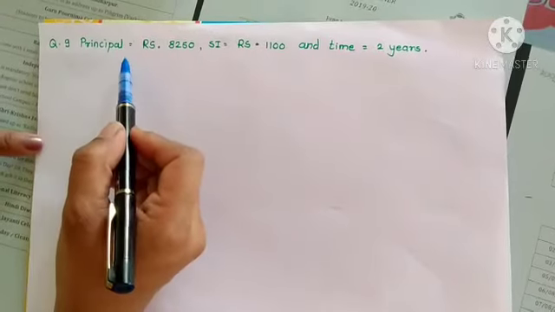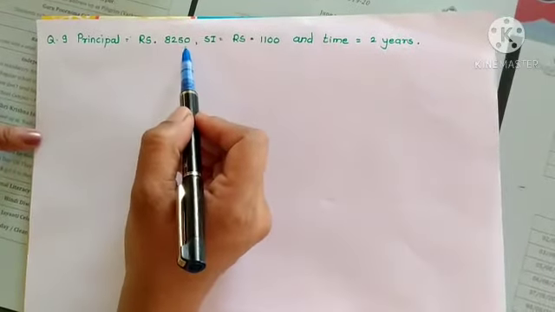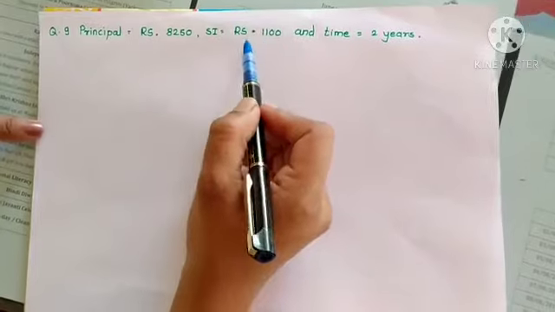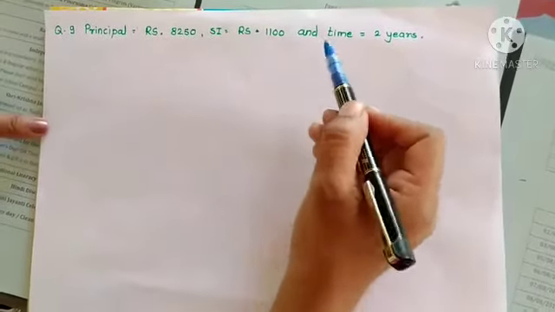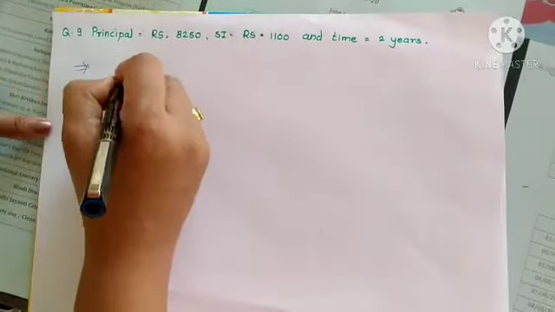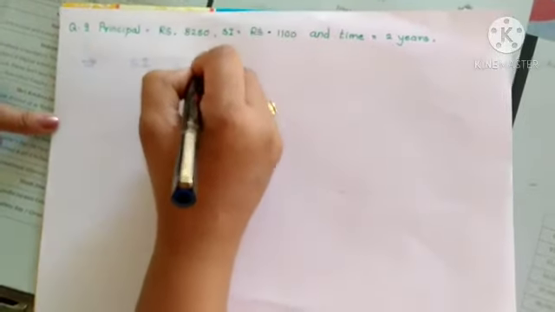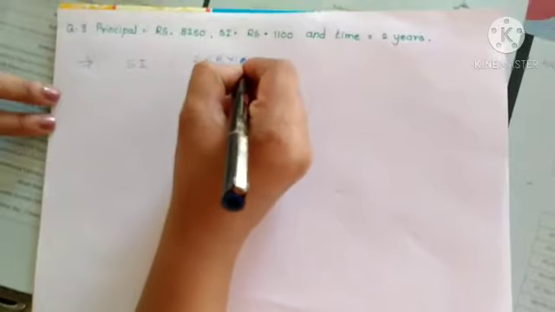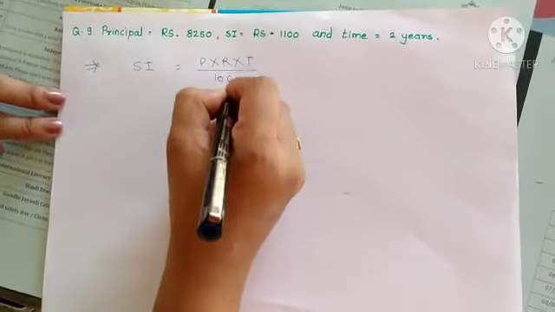Number 9, principal is equal to rupees 8,250. SI is equal to rupees 1,100 and time is equal to 2 years. So we have to find out the time. So write the formula of SI. SI is equal to P into R into T upon 100.